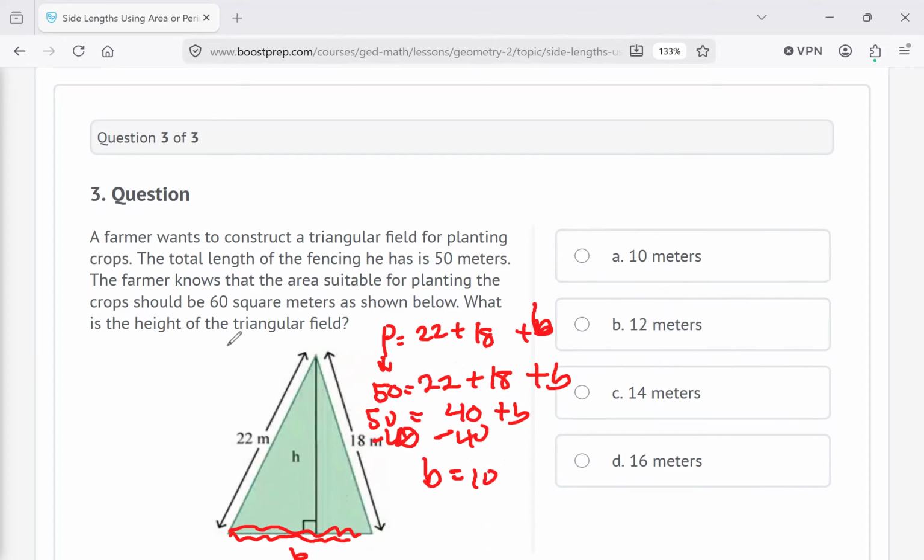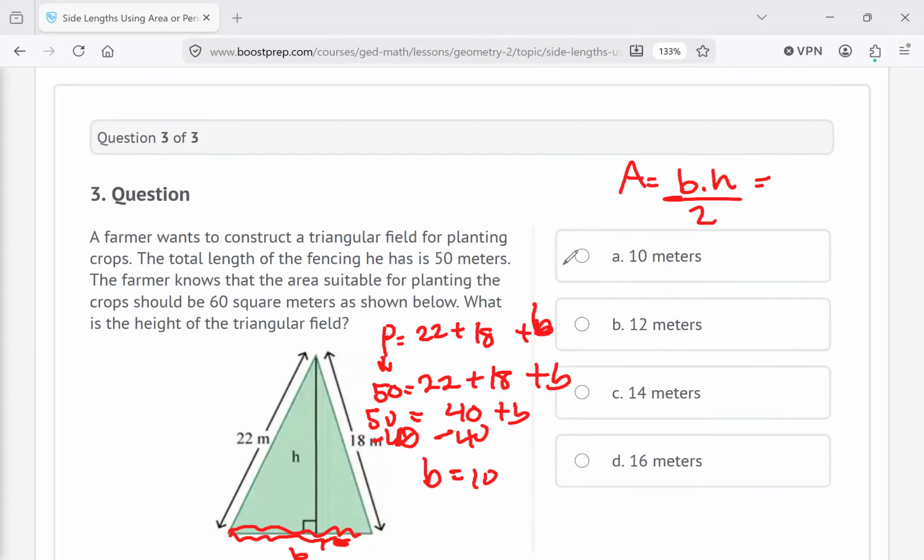What is the height of the triangular field? There's no way we can figure it out just by knowing that this is 22, 18, and now this length here is 10. So what you're going to do is use a known formula that hopefully will give you your unknown. We are dealing with a triangle. I already used the formula for the perimeter of a triangle, but I haven't used the formula for the area of a triangle. So what is the area of a triangle? It is base times height over 2.